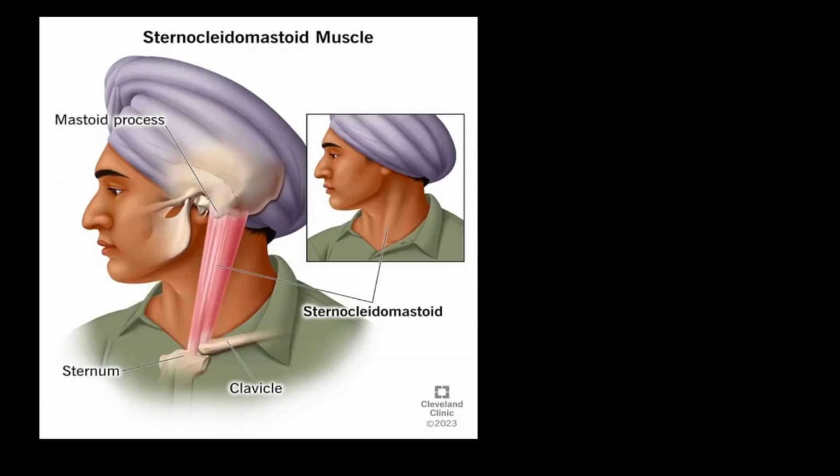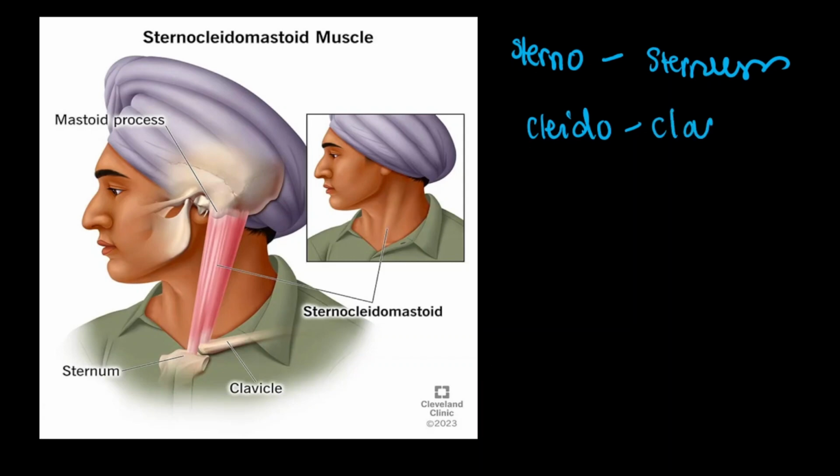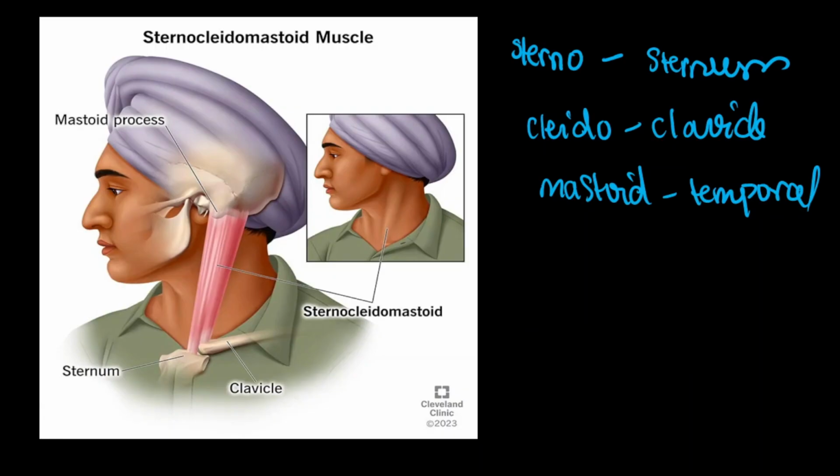Okay, here in this picture we can see the sternocleidomastoid muscle. The sternocleidomastoid muscle is named by its different attachments. So sterno has to do with the sternum, cleido has to do with the clavicle, and mastoid has to do with the mastoid process of the temporal bone. Here in this picture we can see the mastoid process, which is a process of the temporal bone of the skull, and the sternocleidomastoid muscle has an attachment to the mastoid process.